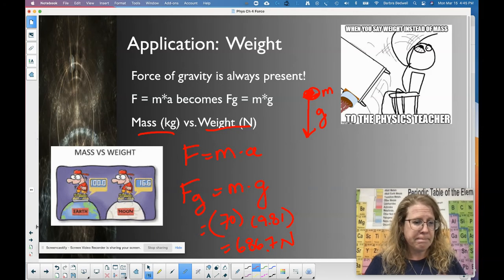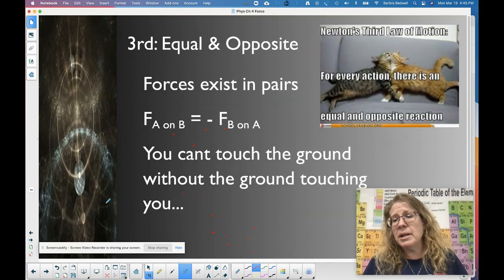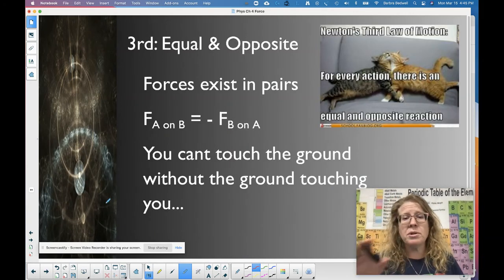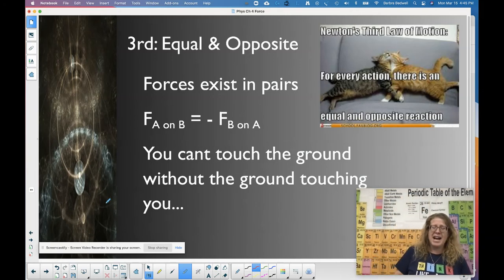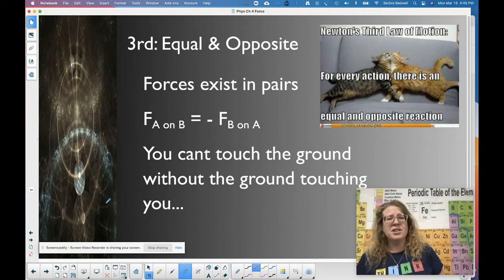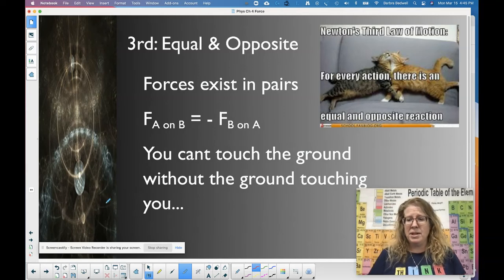Okay, our last one is Newton's third law. We'll deal with Newton's third law more in some of the problems that we've got coming up. But with Newton's third law, you've heard that for every action, there's an equal and opposite reaction. So forces typically always exist in pairs. And that's the joke that's on the board: you can't touch the ground without the ground touching you. Every time you exert a force on something, it must also be pushing back on you somehow. Now, these are equal and opposite.